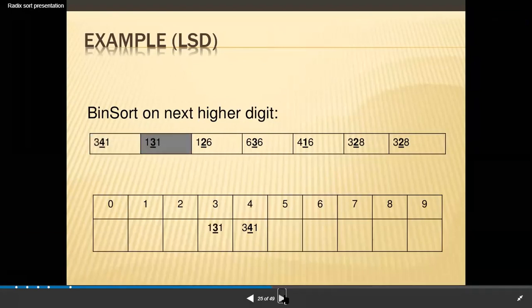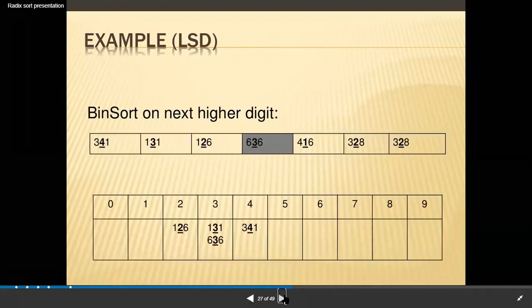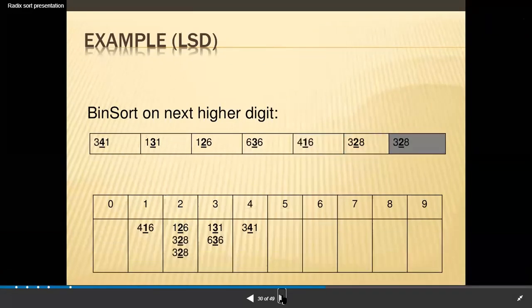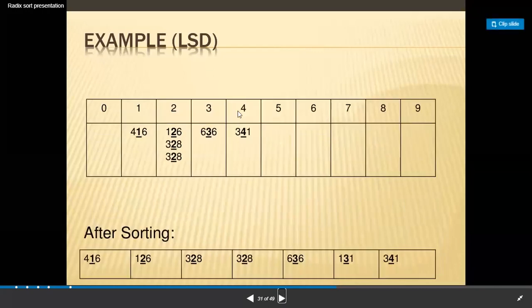So 131 goes here, 126 goes here, 636 goes here, and you can assume 416 will go in the first place because the middle digit is 1. 328 will go here because the middle digit is 2. After doing so, we'll again push them back into the array. So first we'll write 416, then 126, then 328, then again 328, then 636, 341, and so on.